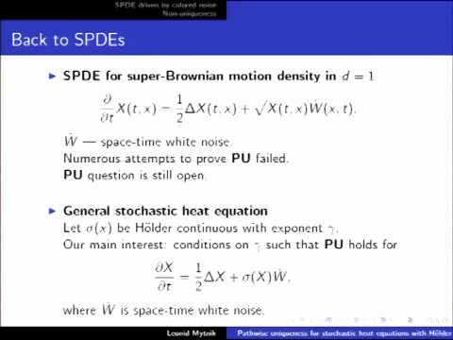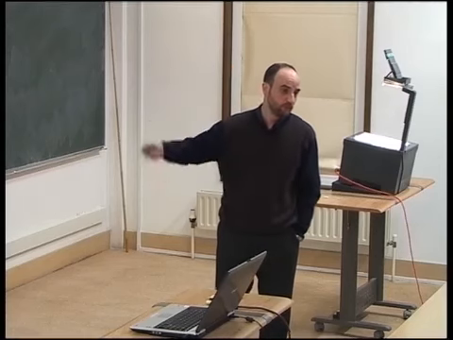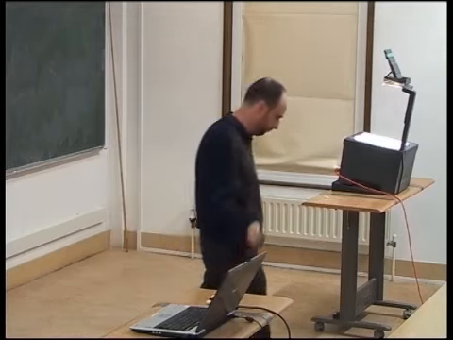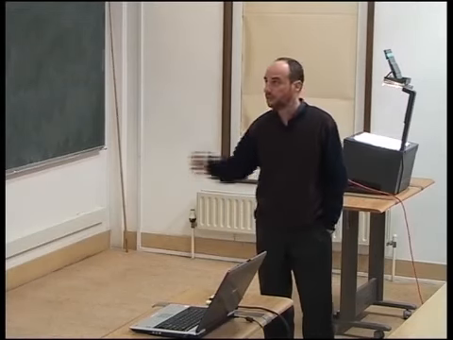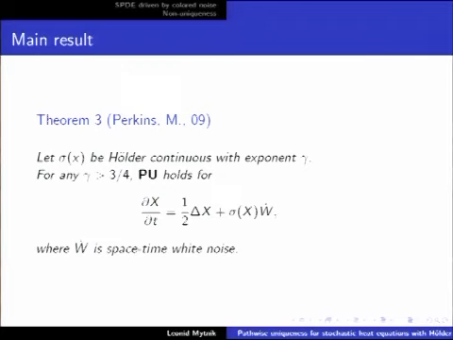And we'll talk about the general equation, where sigma is Hölder continuous with exponent gamma, and we are interested in conditions on gamma such that pathwise uniqueness holds. Okay, we know that in the Yamada-Watanabe setting of one-dimensional SDE, the critical gamma is 1/2. It turns out that in the case of this stochastic heat equation, the critical gamma we were able to prove in joint work with Ed Perkins was 3/4.